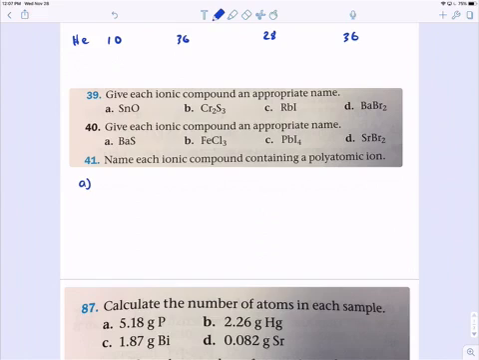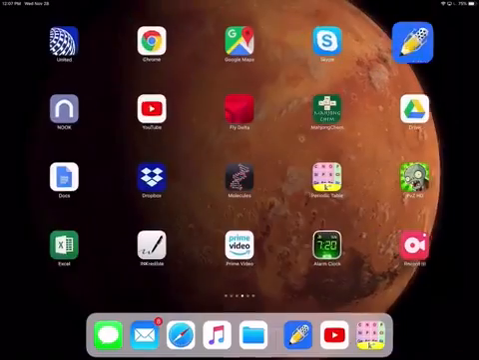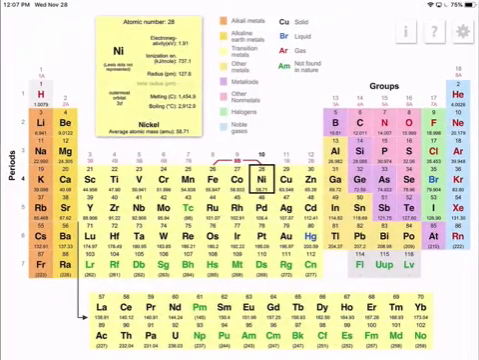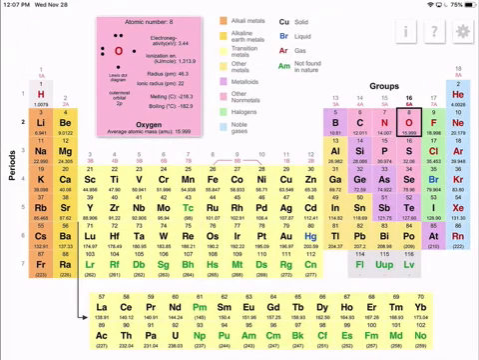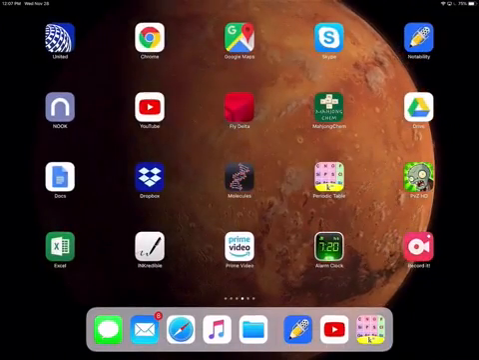So A is tin oxide. And I know that oxygen generally tends to be -2, because here's oxygen there, and it is 2 over from neon. So oxygen tends to be -2. So I know that.